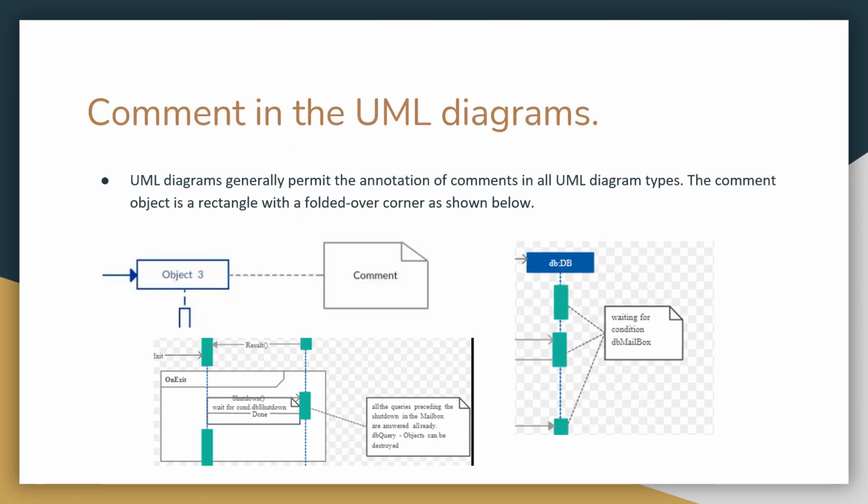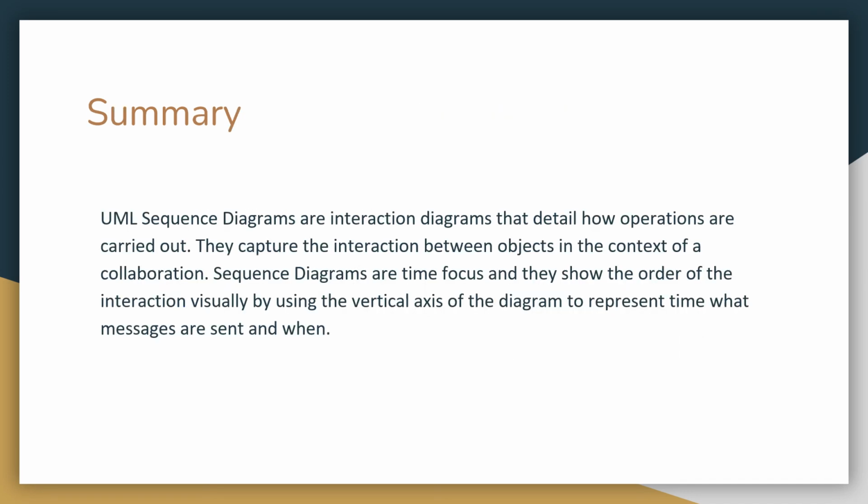Finally, we have the comment in the UML diagram. UML diagrams generally permit annotations with comments, and the comment object is a rectangle with a folded-over corner. Okay, that's all we have.